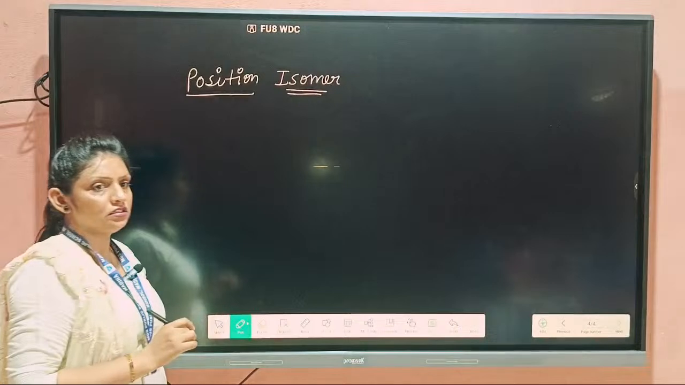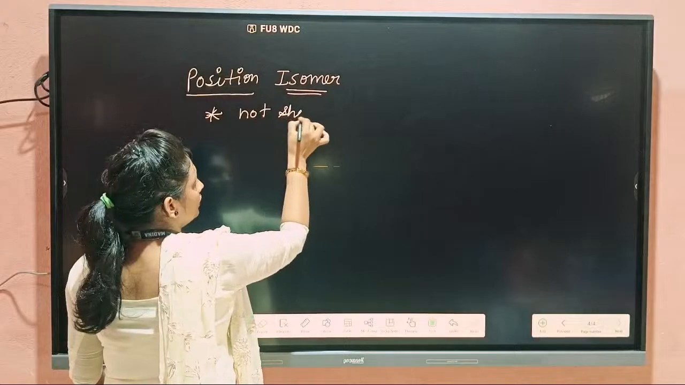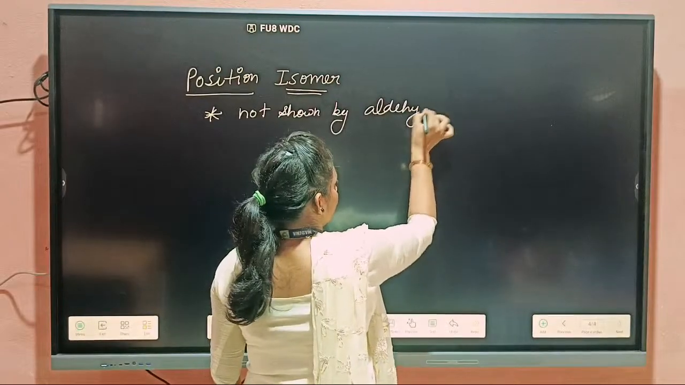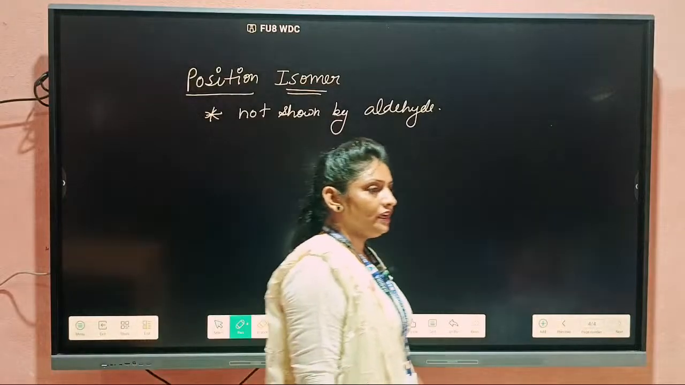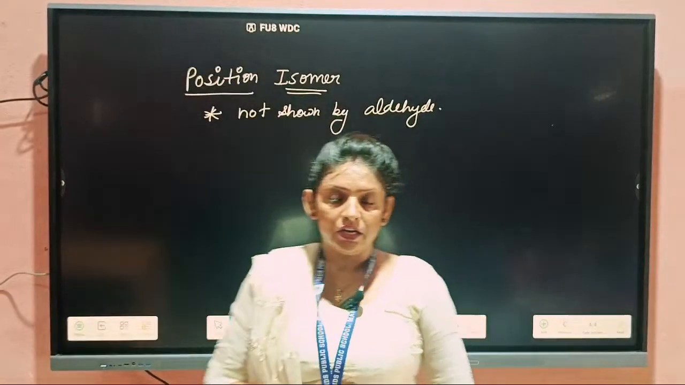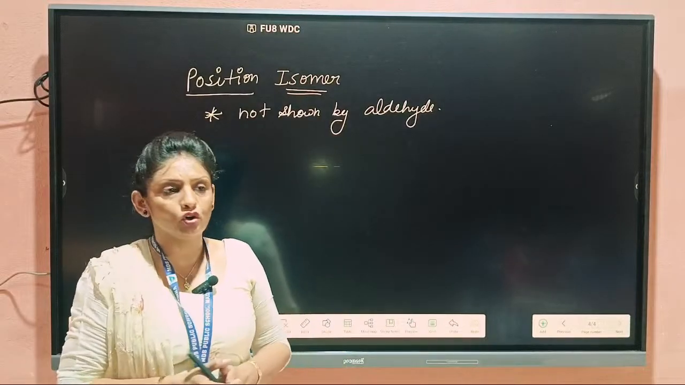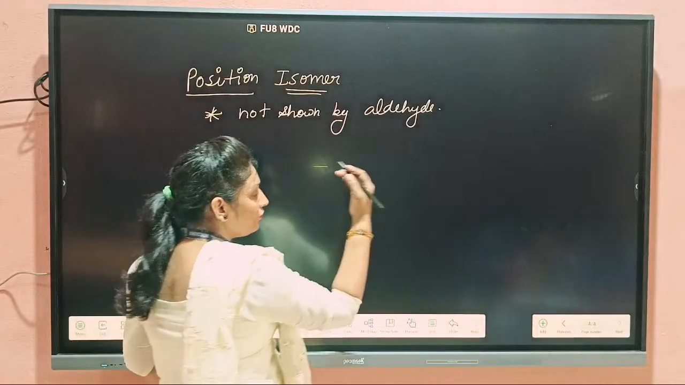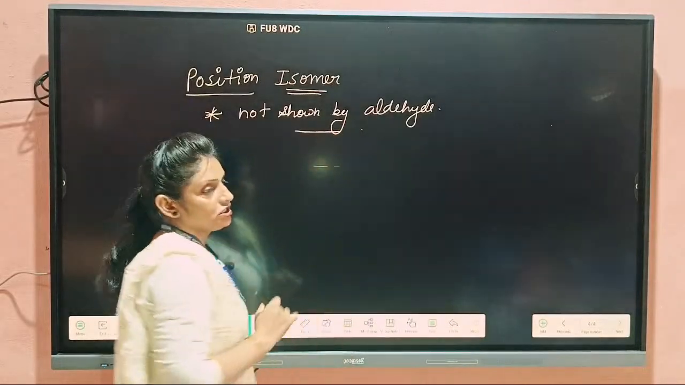Position isomer is not shown by the aldehyde. Aldehyde does not show position isomer because the aldehyde group must be present at the one position only. It may not be present at 2, 3 or 5, meaning in between it cannot be present. So it will be present at one position, because one hydrogen must be present there. So they do not show the position isomer.